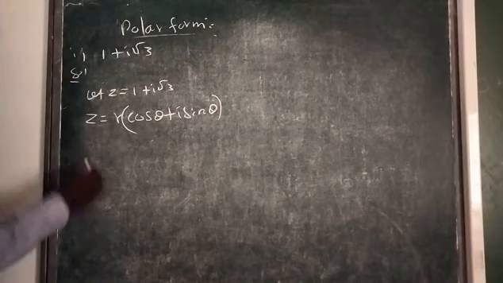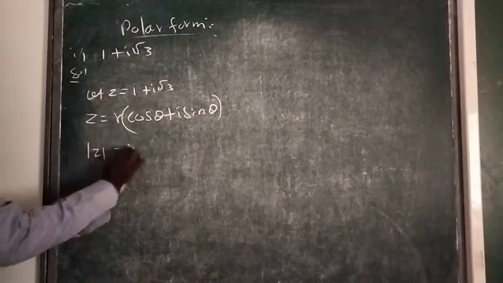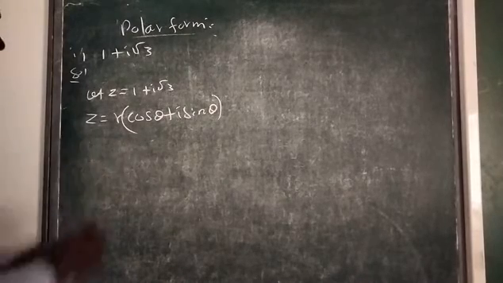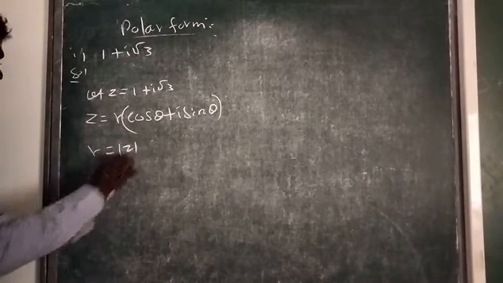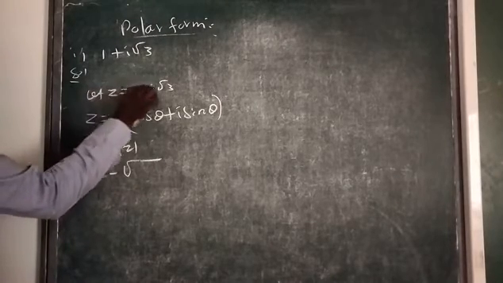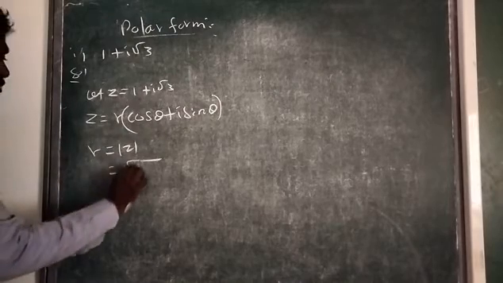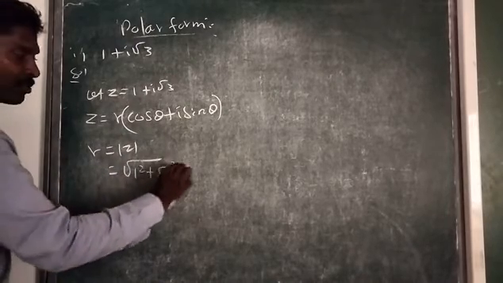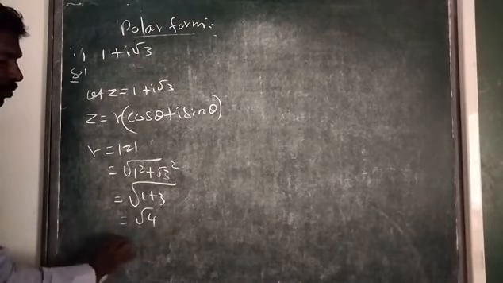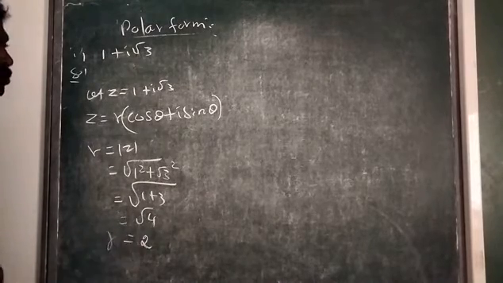How to find the r value? We know that modulus of z equals r. So if you want to find r, then r equals modulus of z. How to find the modulus of z? We assume that z equals 1 plus i root 3. So real value squared plus imaginary value squared, it becomes 1 plus 3. So square root of 4 becomes 2. So r equals 2.